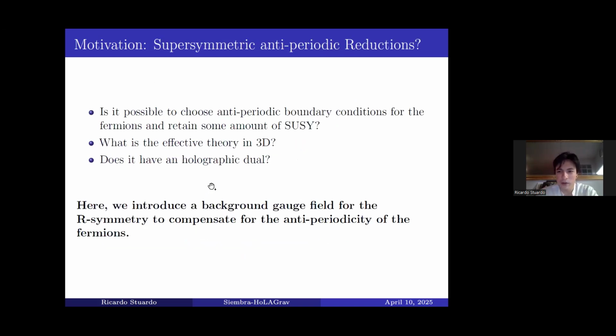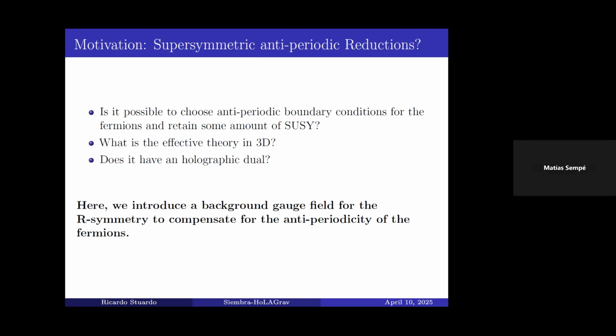So the question that we wanted to address is whether it's possible to impose anti-periodic boundary conditions for the fermions and retain some amount of supersymmetry in the process. If possible, what is the effective theory in 3D? And what is the holographic dual of this operation that you are doing on the field theory? The answer that we found is that you need to introduce a background gauge field for the R-symmetry, which I will explain in the next slide, to compensate for the anti-periodicity of the fermions. So this concludes the introduction. If there are no questions, I will proceed with the field theory part.